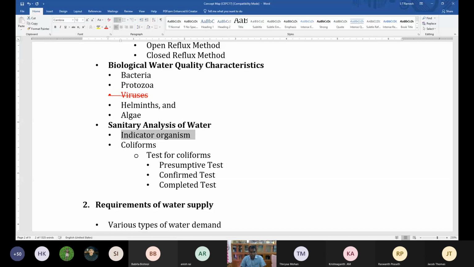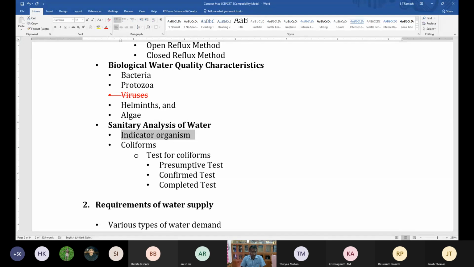So indicator organisms have certain criteria. They are not harmful, and they may grow in systems under any conditions. They will also not multiply by themselves because of these conditions. Then detection is very, very easy. That's what I told you.